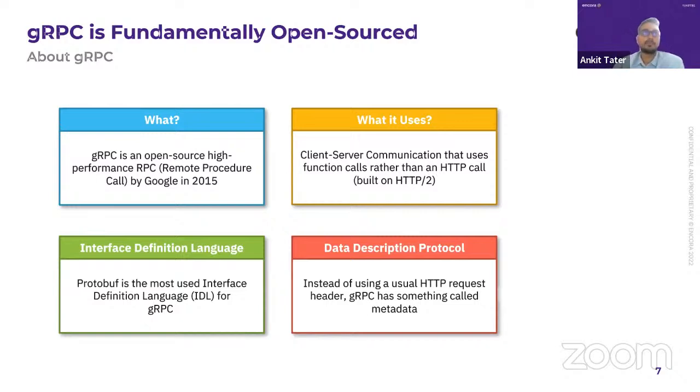So gRPC uses HTTP2 as its underlying protocol. Since it's using HTTP2 as its underlying protocol, it gives a lot of other benefits compared to HTTP1. HTTP2 is the latest version of HTTP1, and it has a lot more features introduced compared to HTTP1, whether it's performance or security.